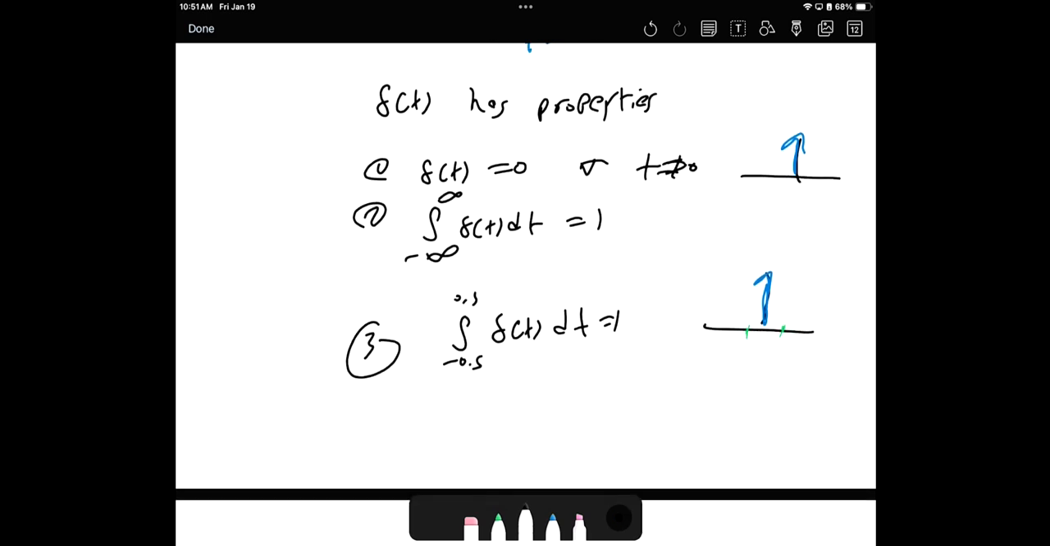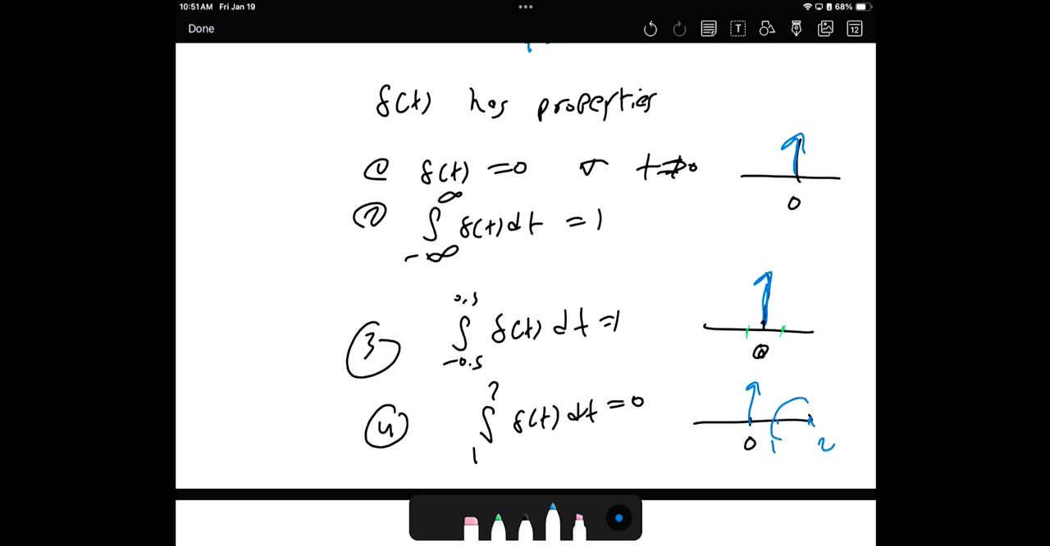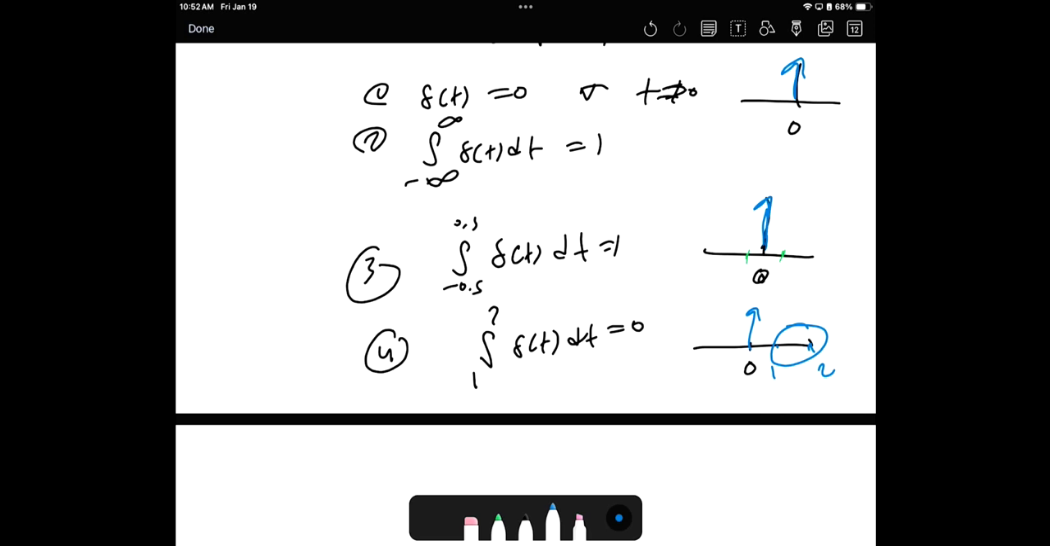And this is the last thing: if I integrate, for example, from 1 to 2, delta of t, dt, this will be 0. Why? Because my delta of t is centered at 0. When I do my integration between 1 to 2, I'm integrating nothing. Okay? Does this make sense? We will continue next lecture about delta of t. We have different problems.